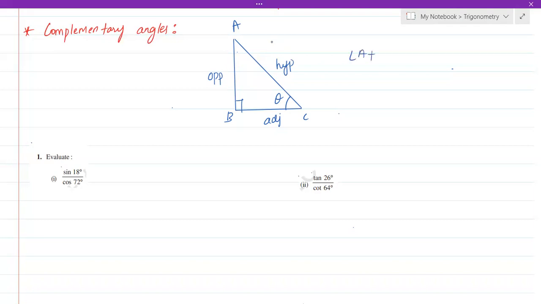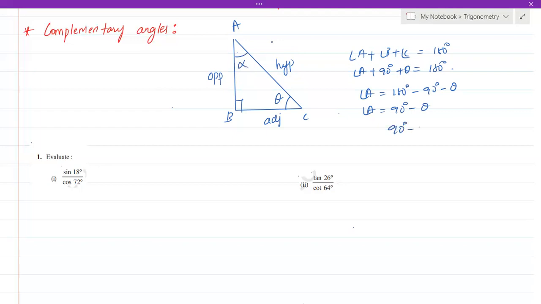So we know that if you add all the three angles, angle A plus angle B plus angle C is equal to 180. So angle A as it is, B is 90 degrees, C is theta, equal to 180 degrees. Therefore, angle A is 180 degrees minus 90 minus theta. So 180 minus 90 is 90. So angle A will become 90 minus theta. Let me denote this 90 degrees minus theta as alpha. So what is alpha? 90 degrees minus theta.